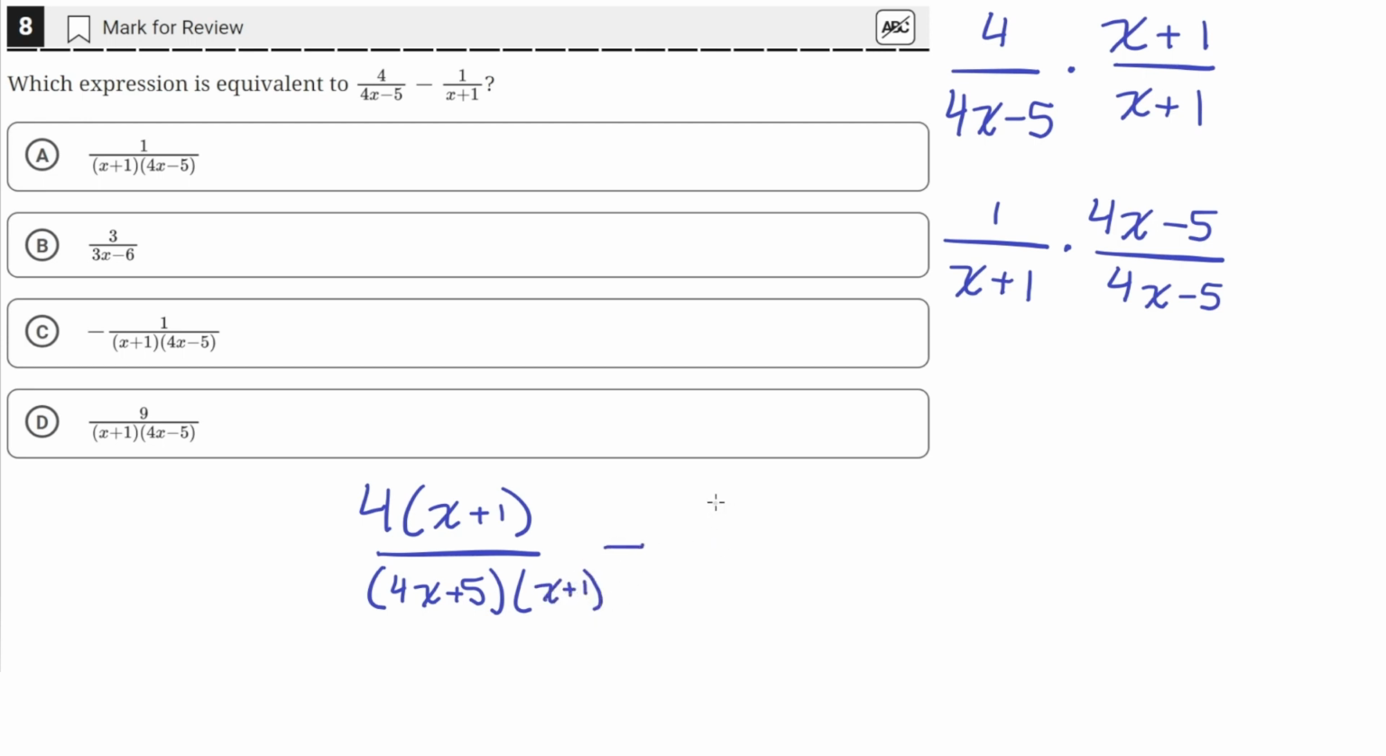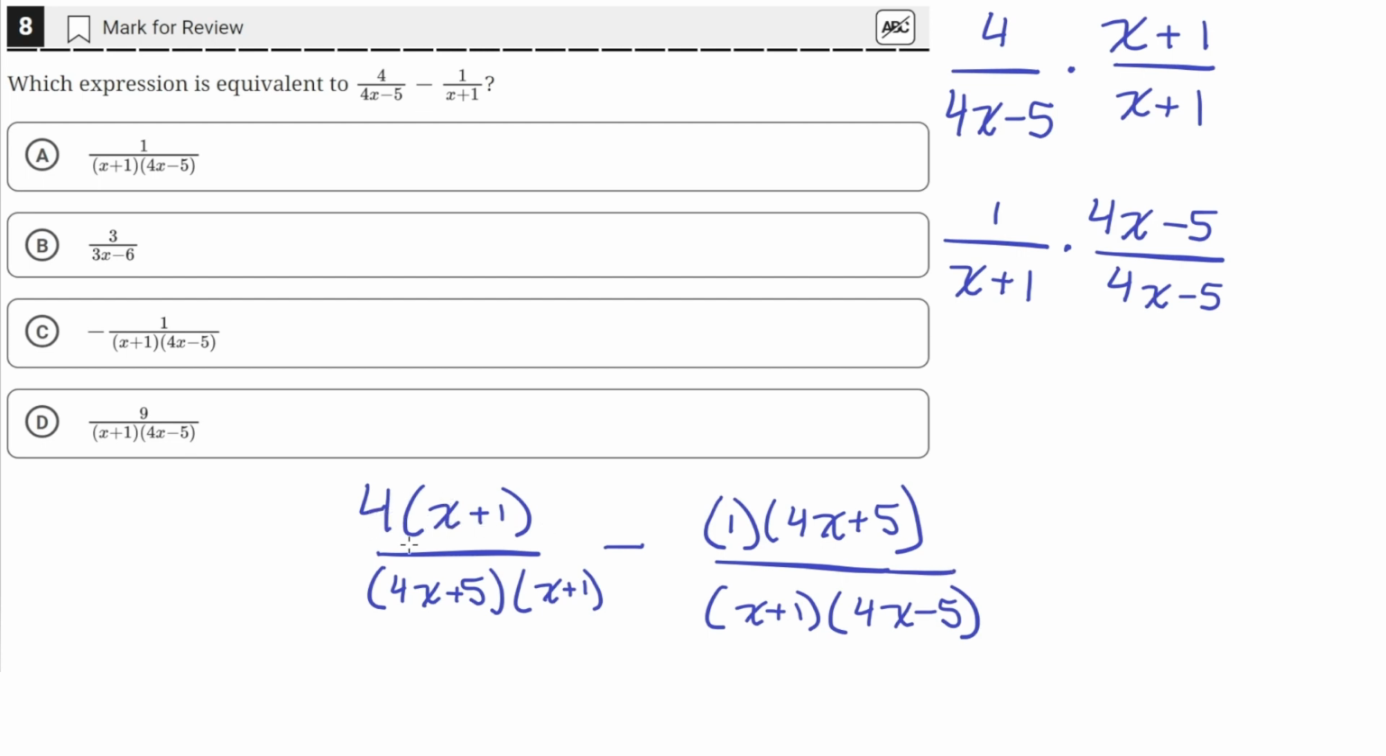minus 1 times 4x minus 5 over x plus 1 times 4x minus 5. So this 4 times x plus 1 is just from the numerator up here, and the denominator for both is just x plus 1 times 4x minus 5. Oh, this should be a minus right here. So let's erase that and put a negative sign.